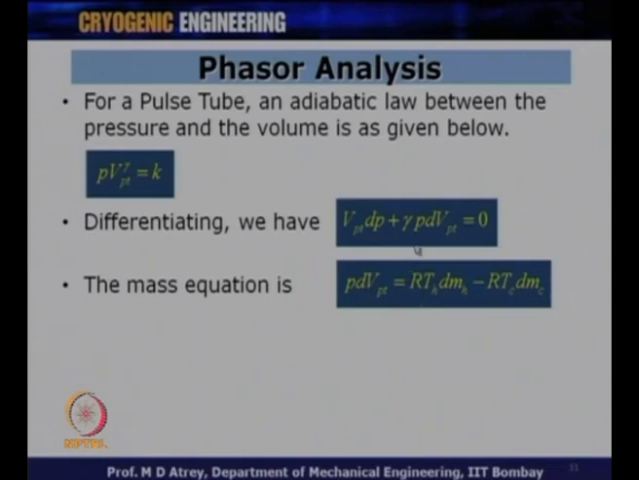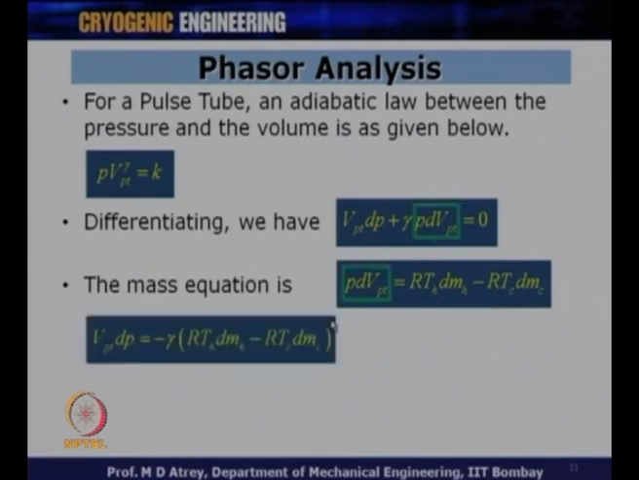Now, what I would like to do is replace this term P dV_pt by this. So, putting this term over here, I will replace this by this. So, what I get is V_pt dP is equal to, putting this on the right side now, minus gamma, taking gamma common here, into bracket R T_H dm_H minus R T_C dm_C. All right. Please understand these steps. You may have to take more time to understand. I am just going step by step. I have tried to give as many steps as possible so that you understand these derivations.